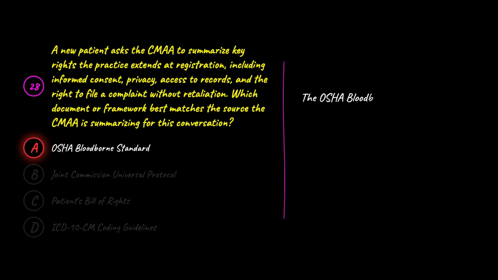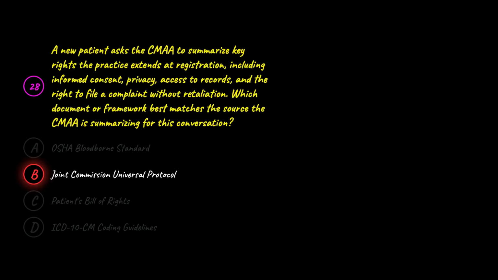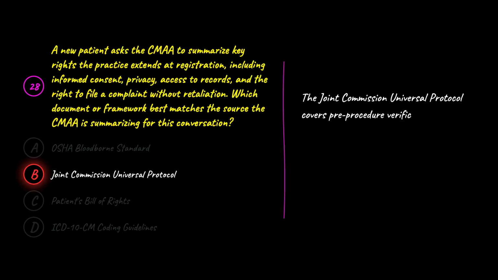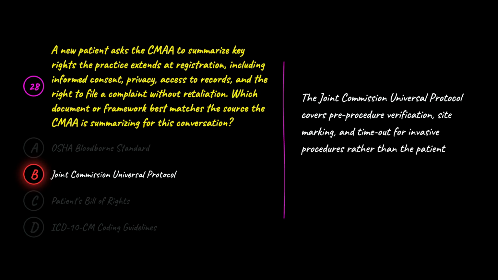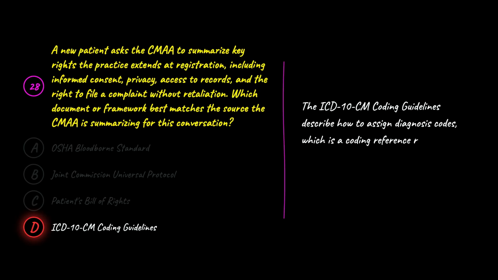A is wrong because the OSHA bloodborne pathogens standard protects workers from exposure to infectious materials, which is a workplace safety regulation rather than a statement of patient rights at registration. B is wrong because the Joint Commission Universal Protocol covers pre-procedure verification, site marking, and timeout for invasive procedures rather than the patient rights framework being summarized for the new patient today. D is wrong because the ICD-10-CM Coding Guidelines describe how to assign diagnosis codes, which is a coding reference rather than a statement of patient rights extended at registration to inform new patients.